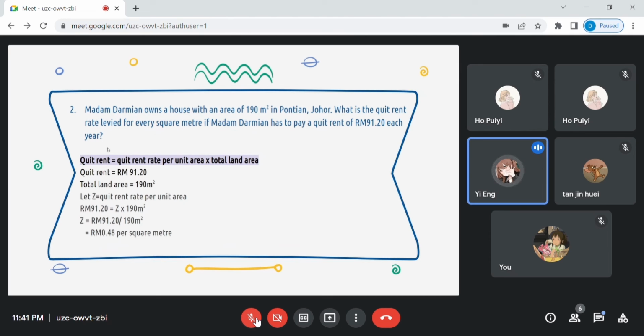Let me explain the solution of this question. The formula is quit rent is equal to quit rent rate per unit area times the total land area. As you can see on the question, quit rent is 91 ringgit 20 cents and the total land area is 190 meters square. Therefore, let Z be a variable for the quit rent rate per unit area. In order to find Z, use 91 ringgit 20 cents as the quit rent to divide by 190 meters square. Then you can find the quit rent per unit area, which is 48 cents per square meter.